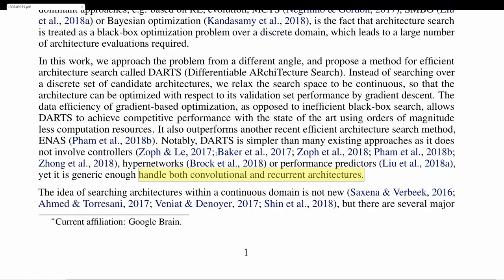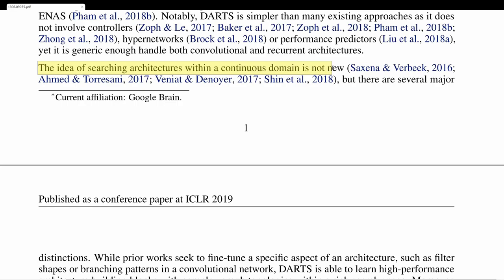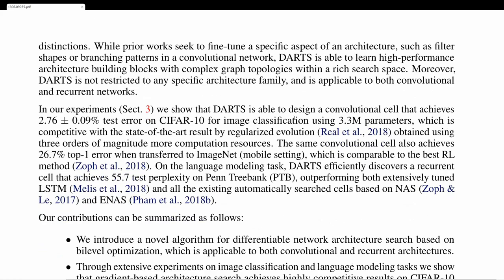The idea of searching architectures within a continuous domain is not new, but there are several major distinctions. While prior works seek to fine-tune a specific aspect of an architecture, such as filter shapes or branching patterns in a convolutional network, DARTS is able to learn high-performance architecture building blocks with complex graph topologies within a rich search space. Moreover, DARTS is not restricted to any specific architecture family and is applicable to both convolutional and recurrent networks.